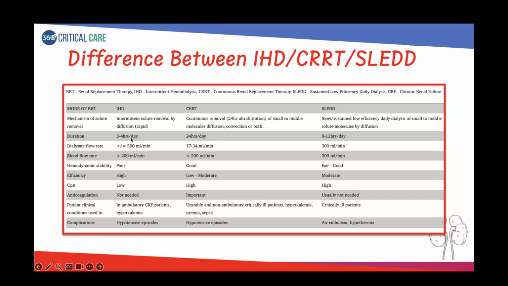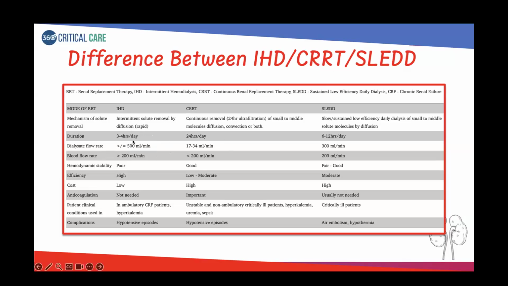Duration intermittent is 2 to 4 hours, so 3 to 4 hours. CRRT is continuous more than a day. SLED is usually 6 to 12 based on the hemodynamic stability or instability of the patient. Every 2 to 3 days, you have to do the intermittent hemodialysis. Dialysate rate, this is important. You need to know about this. This is the main determining factor about the utility of these modes.